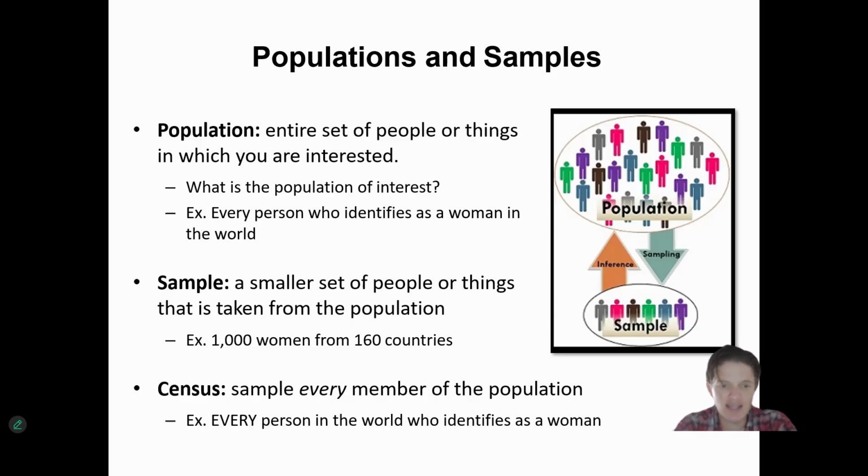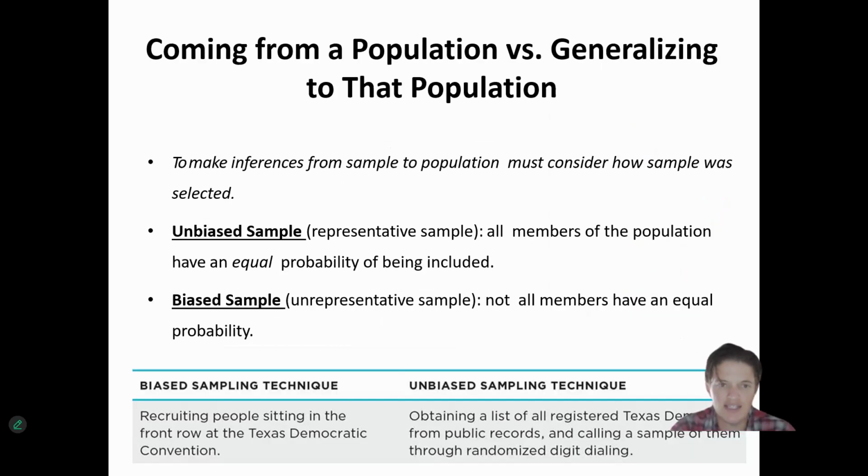If you were to take a census, it is every member, right? Every person in the world who identifies as a woman. And it's not typically possible to get a census. It might be with a smaller group or depending on the group of people that you're studying. But typically, because a census is impossible, we settle for a sample.